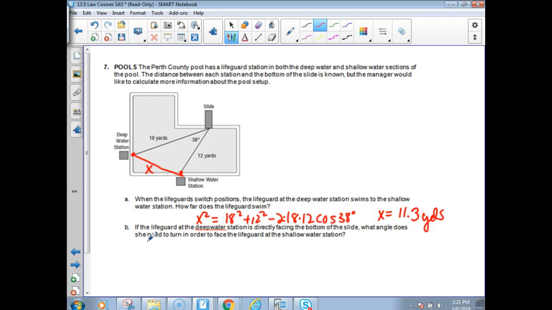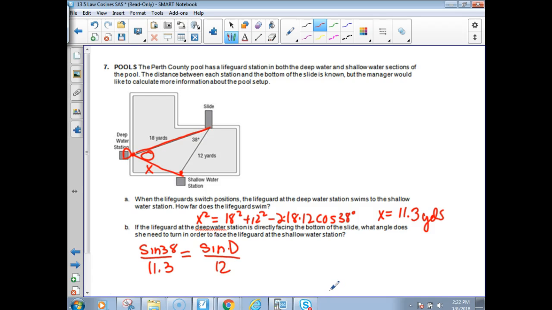Do we need help with that one? Sometimes we just make a boo-boo typing. All right, if the lifeguard at the deep water station is directly facing the bottom of the slide, so he's looking that way, what angle does she need to turn in order to face the lifeguard at the shallow water station? So we want this angle right here. We've already found out that x is 11.3, so we can say the sine of 38 is to 11.3 as the sine of the angle we want to find. I'll just call it D because it's a deep water station. Sine of angle D is to 12.